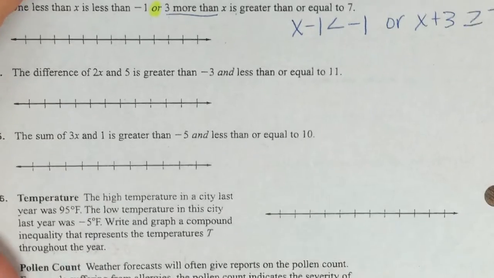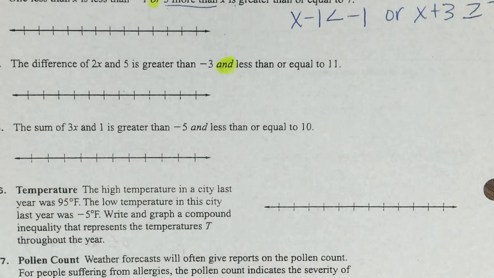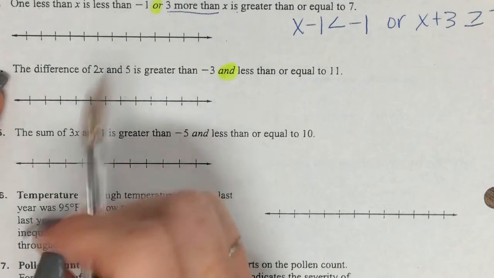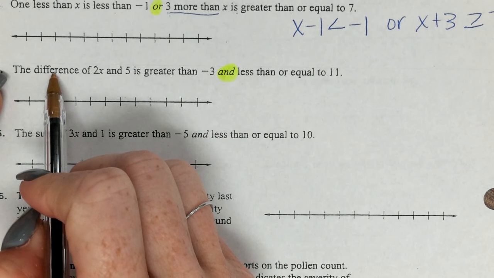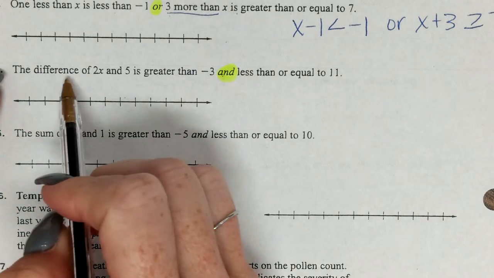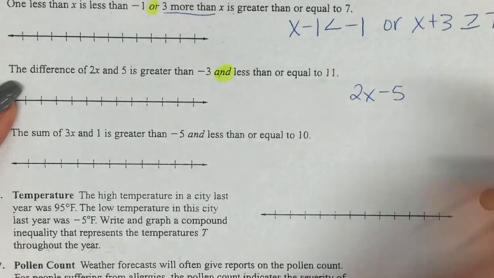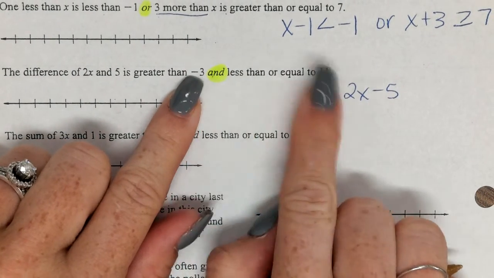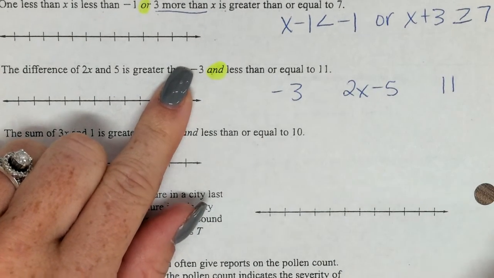All right, let's do the next one. What do y'all see? And. So where's x going to go? In the middle. All right, here we go. The difference of 2x and 5. What does difference mean? And since it's an and, this is going to go in the middle. So 2x minus 5 is going to go in the middle. Then we have a negative 3 and an 11. Which one's the smallest? So it's going to go on the left. 11's going to go on the right.